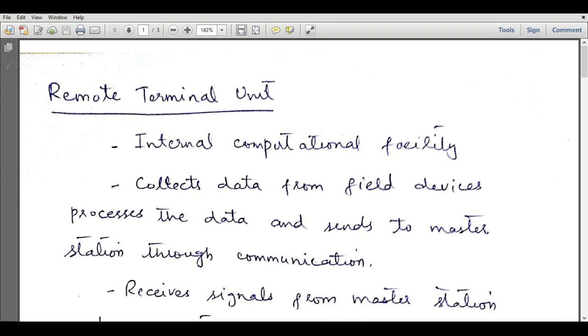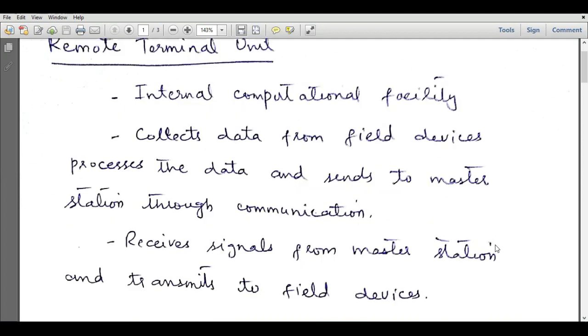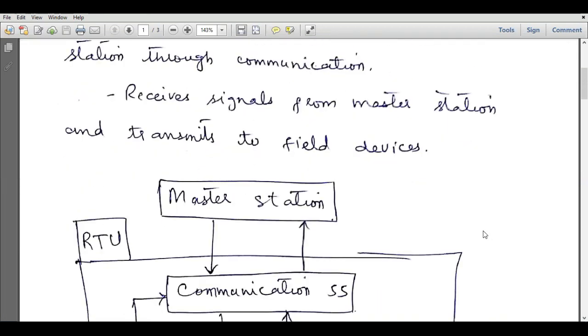In this lecture, I will discuss remote terminal unit, RTU, and intelligent electronic devices, which are abbreviated as IEDs. The remote terminal unit has internal computational facility. It collects data from field devices, processes the data, and sends to master station through communication. It receives signals from master station and transmits to the field devices.